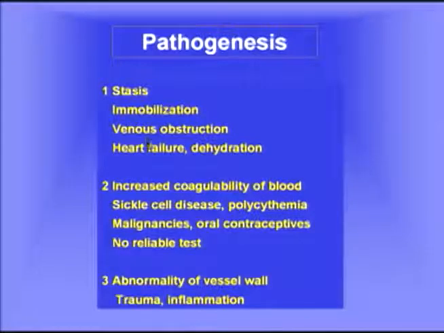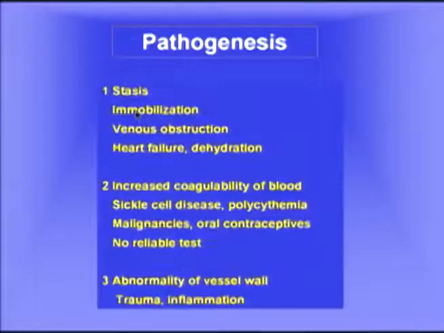Now, what's the pathogenesis of the thrombosis that occurs initially and eventually causes the embolism, or may cause the embolism? Well, there are three categories. One is stasis of blood, and that can be caused by immobilization. For example, a frequent cause is a patient who has broken a leg and is in a long plaster, and the leg is immobilized, and that tends to cause venous thrombosis in the leg.